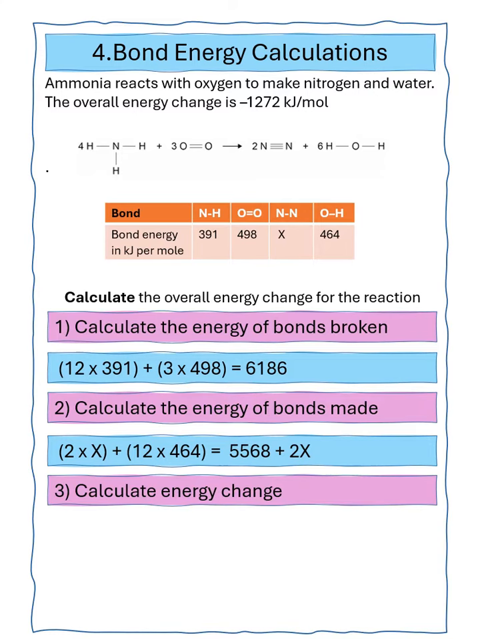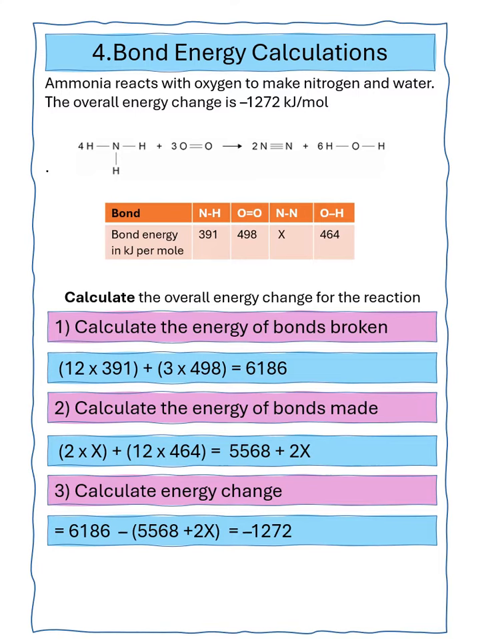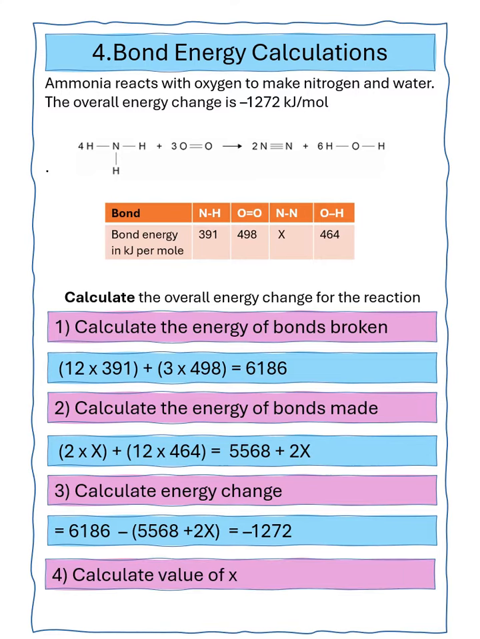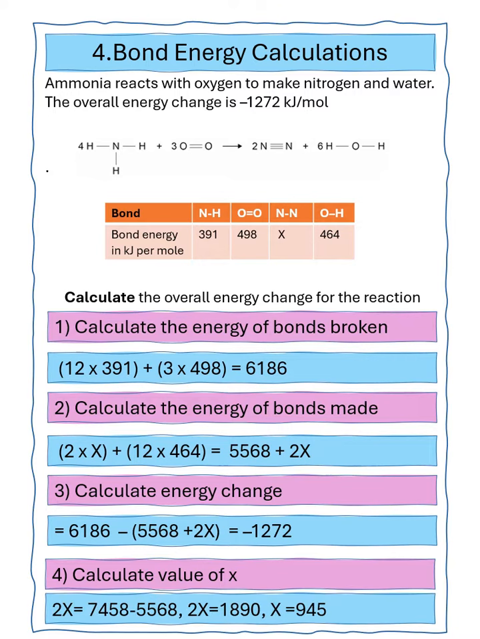We can then calculate the energy change. So we know that's the energy taken in to break the bonds, 6,186, minus the energy given out when new bonds are made, which is 5,568 plus 2x. We know the overall change is minus 1,272. We can then rearrange that equation. So we know 2x is 7,458 minus 5,568. Therefore, we know 2x is 1,890. Therefore, x is 945. So the value of a nitrogen to nitrogen bond is 945.